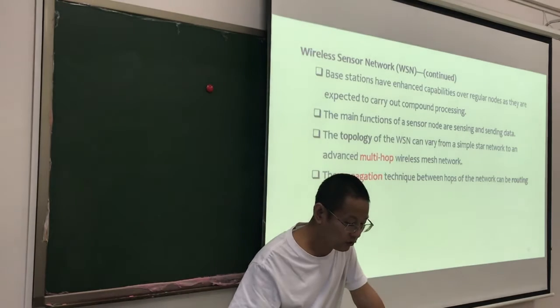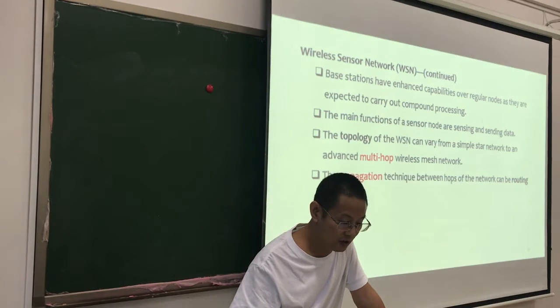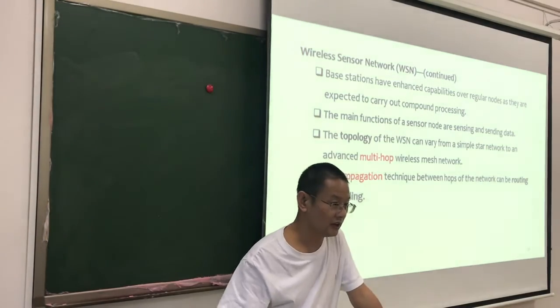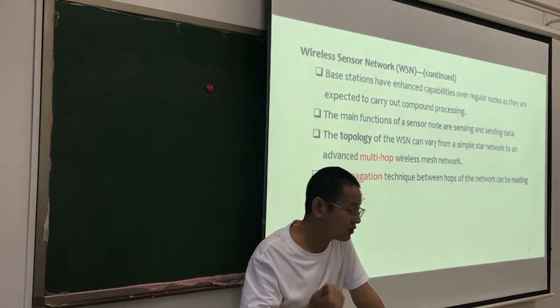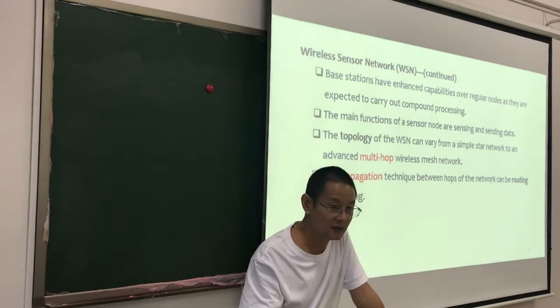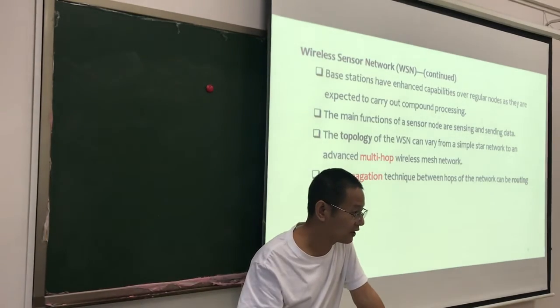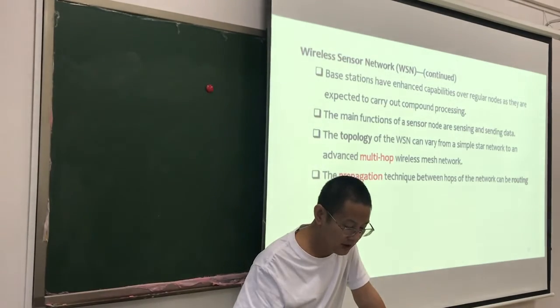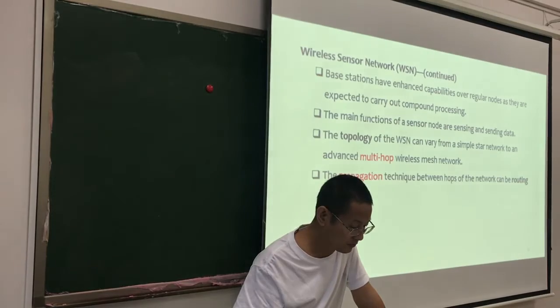Base stations have enhanced capabilities over regular nodes as they are expected to carry out complex processing. Base stations collect the information from the nodes and make decisions. The main functions of a sensor node are sensing and sending data.